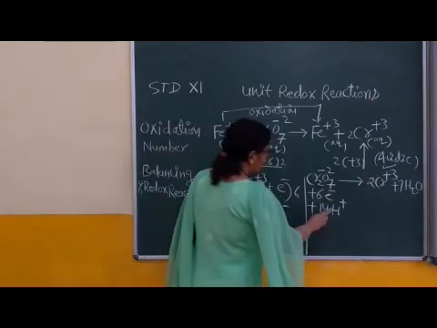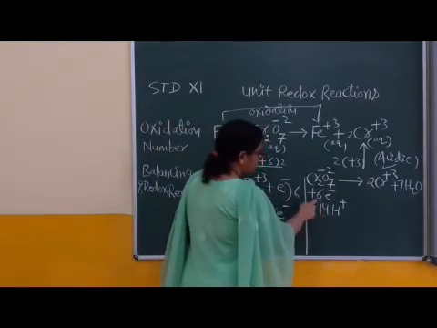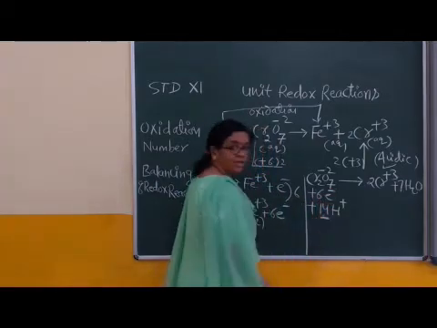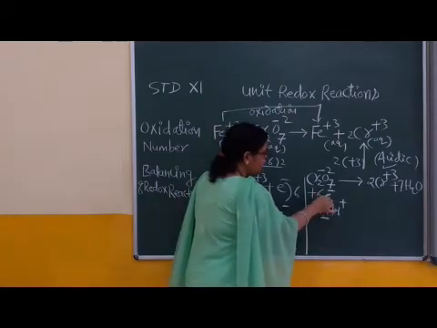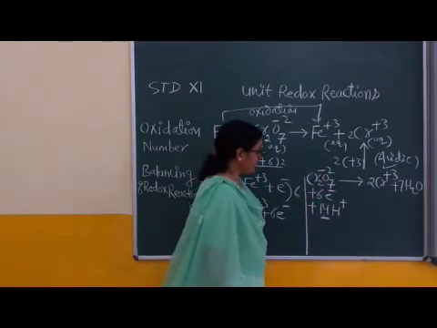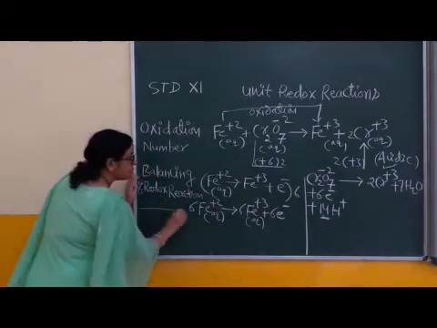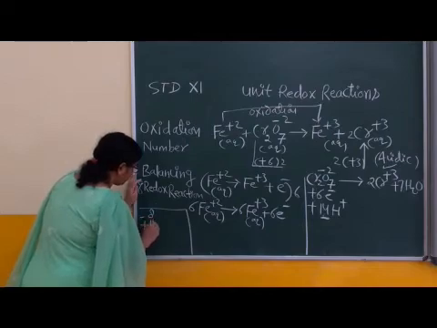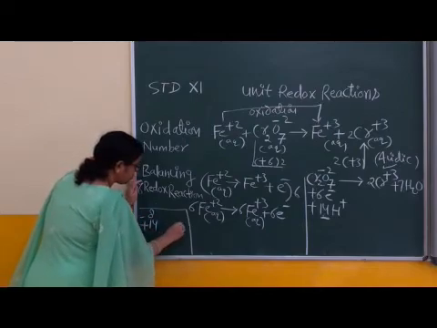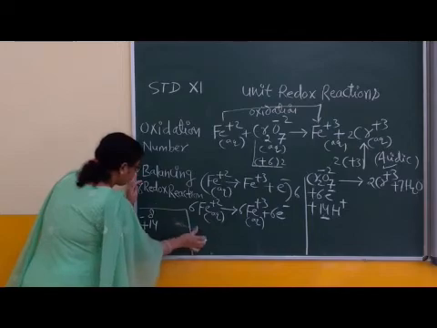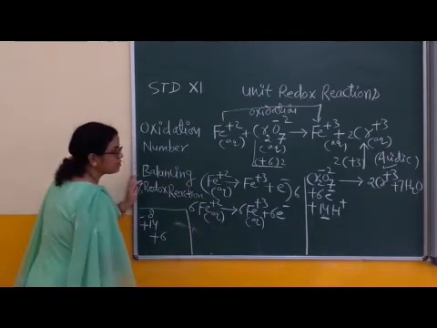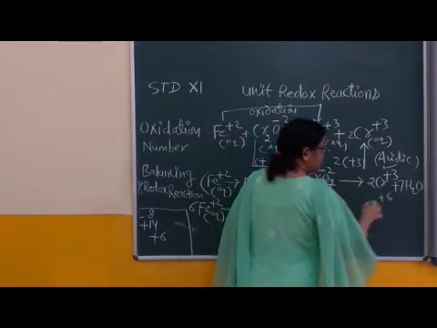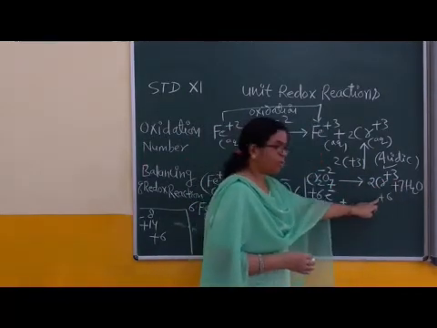Now balance the charge. Total positive charge is plus 14 and negative charge is 6 electrons, minus 6, minus 2. Total negative charge is minus 8 and positive plus 14. What is remaining? Positive plus 6. And on the right hand side the charge is 2 into plus 3, which is equal to plus 6. Now the charge is balanced.